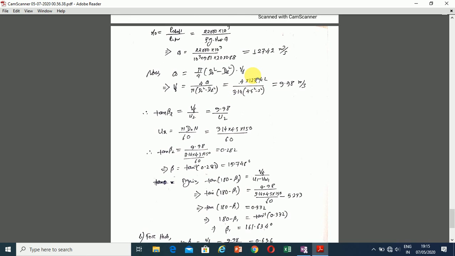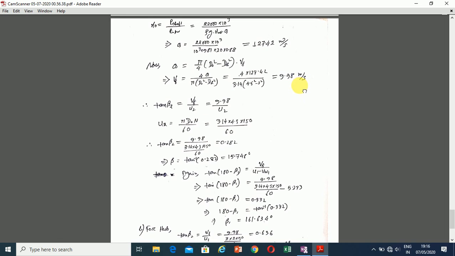Also Q is area into velocity, and for a Kaplan turbine Q is pi by 4 into D naught square minus Dh square, where Dh is the hub diameter and D naught is the outer diameter, into velocity. From here we can find Vf, that is 4Q divided by pi into D naught square minus Dh square. Putting all the values, Q, D naught, Dh, we found the velocity as 9.98 meter per second.